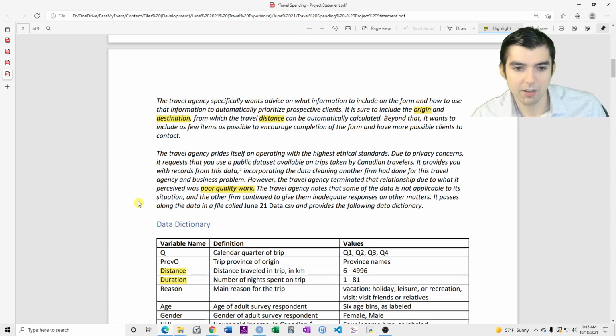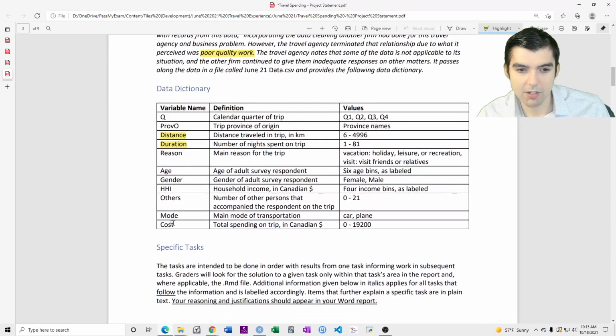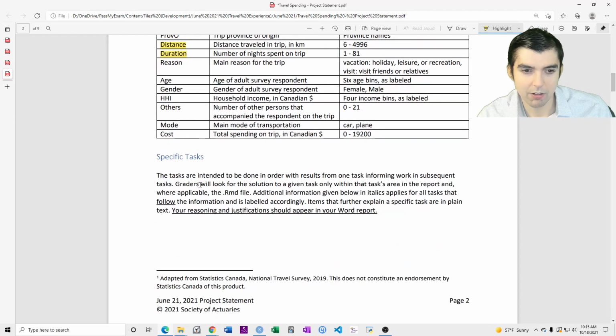It passes along the data in a file called June 21 data and provides the following data dictionary. So it looks like there are 11 variables. So this is a big dimensional data set. There will be a lot of work on this for the data cleaning, I can already tell. And the data values are sort of a mix of numbers and categories. So yeah, really expect to get your hands dirty here.